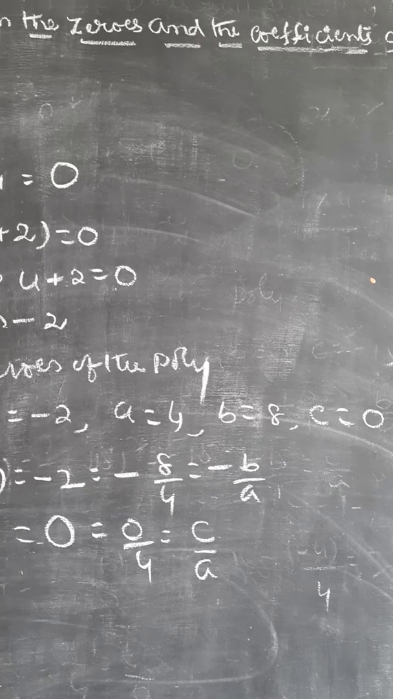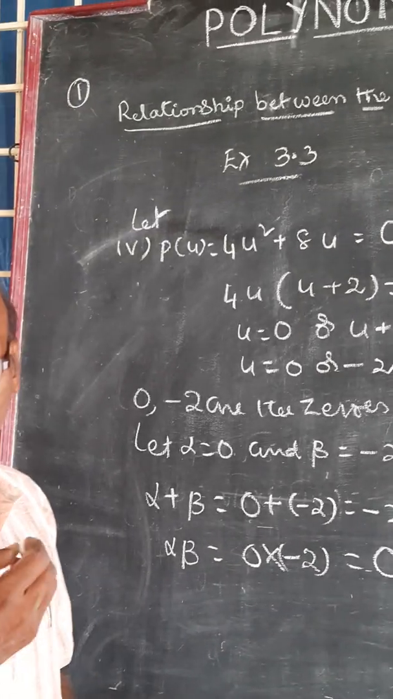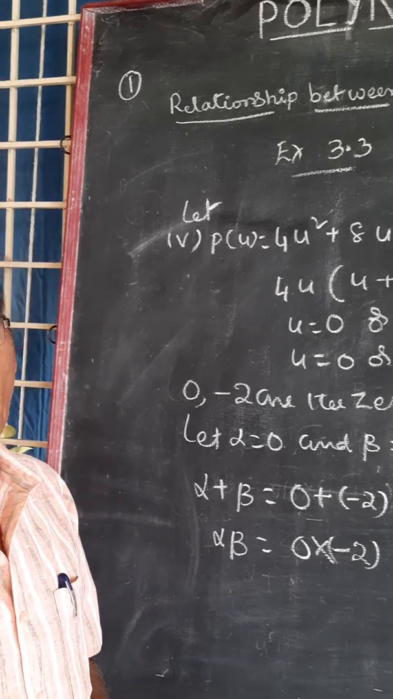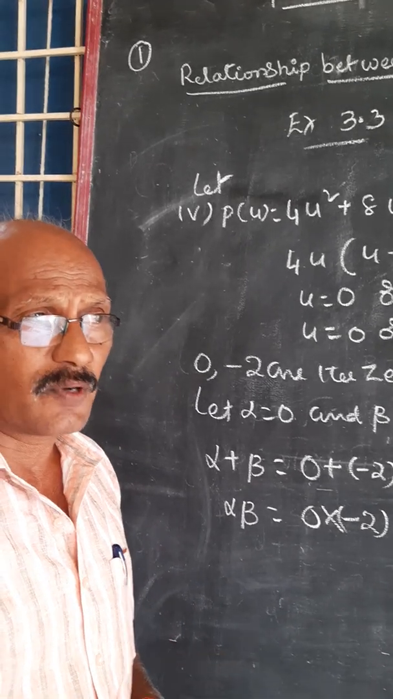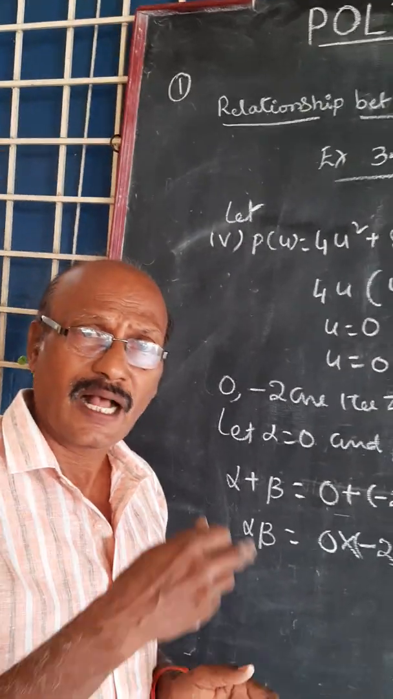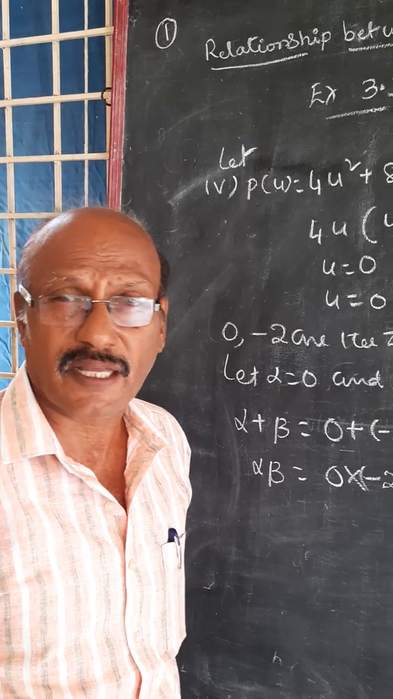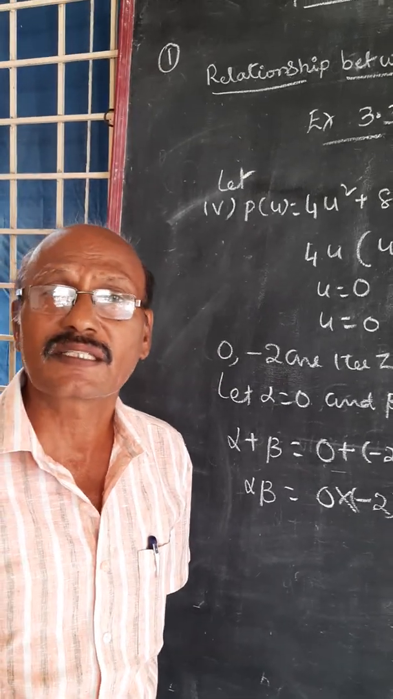So in this class, we discussed the relationship between the zeros and the coefficients of a quadratic polynomial. So whenever a quadratic polynomial is given, find the zeros. To find the relationship, we use the formulas alpha plus beta is equal to minus b by a and alpha beta is equal to c by a.